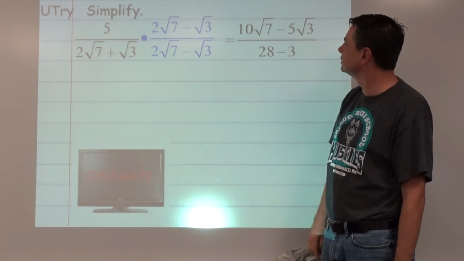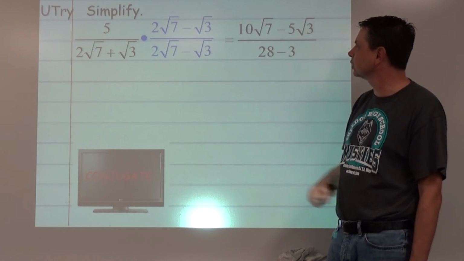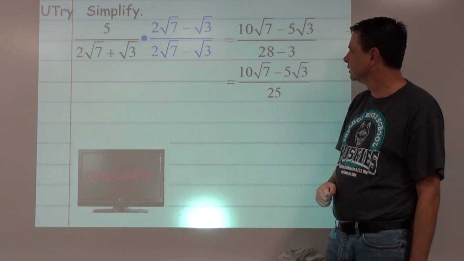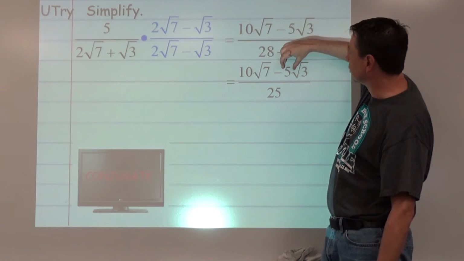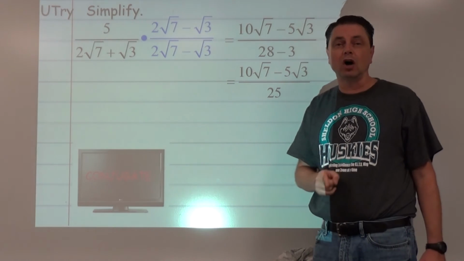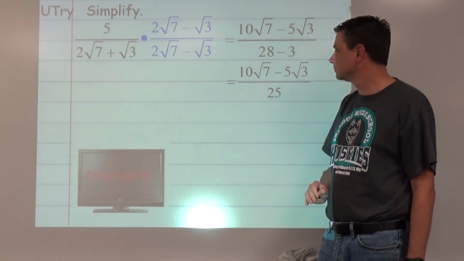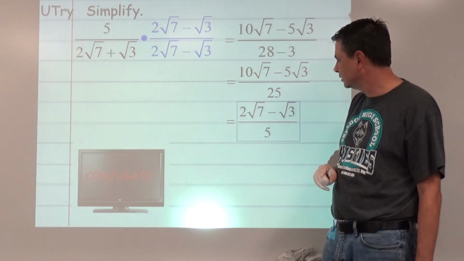Distribute on the top. Combine like terms. Now we need to reduce. Okay? The number in front, the coefficients, the number on the bottom, anything that goes into all of them. It has to be all of it. We can divide them all by 5. So divide by 5 there, there, there.